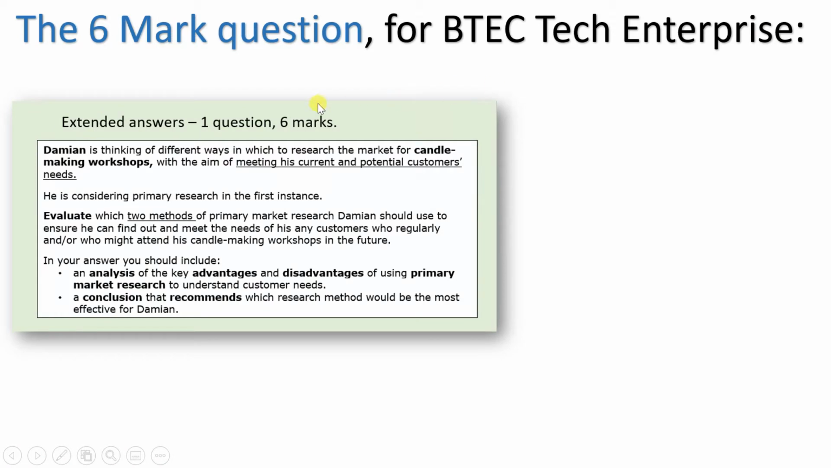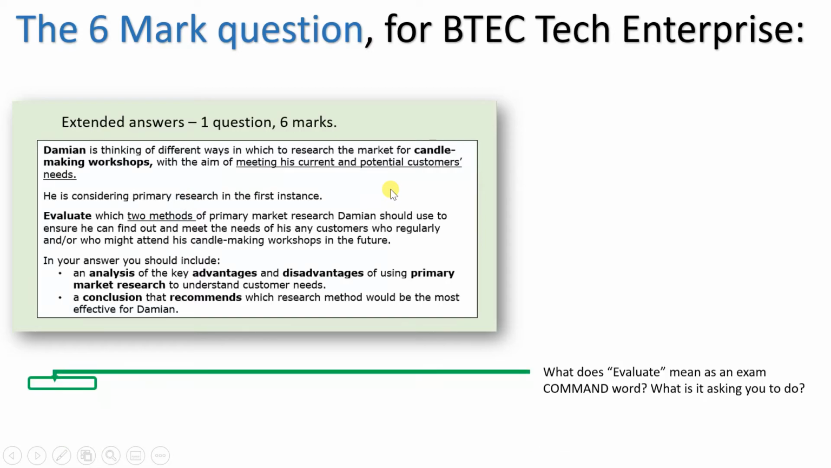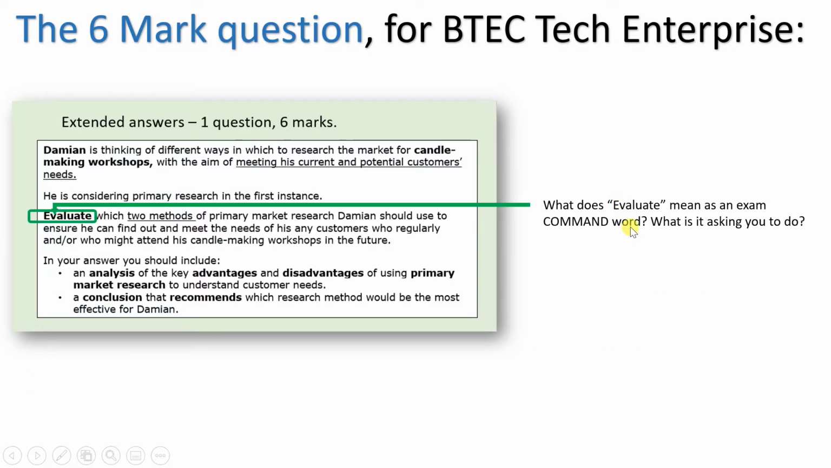So let's break down this question. We've got Damien, he's a candle making workshop business, and he was thinking of doing some primary research. That's our first point. Now, the second thing to look at is the exam command word, evaluate. What is this asking you to do? So let's make sure we know what evaluate means. I know you know the word every day, but we need to make sure we've got exam head on. Evaluate is asking you to consider several options, ideas and arguments, and then come to a conclusion. So an evaluate 6-mark question asks for both sides of the argument and a decision.